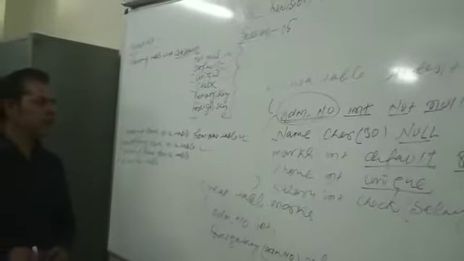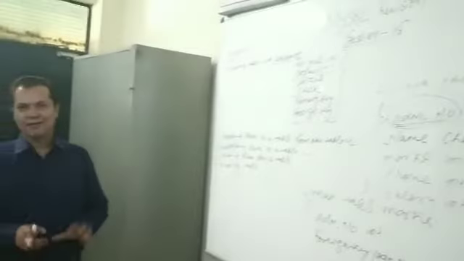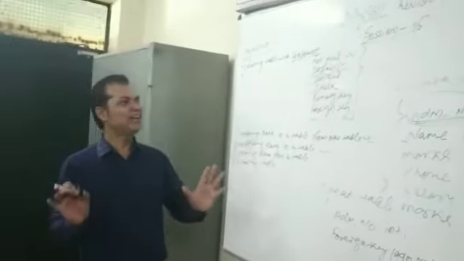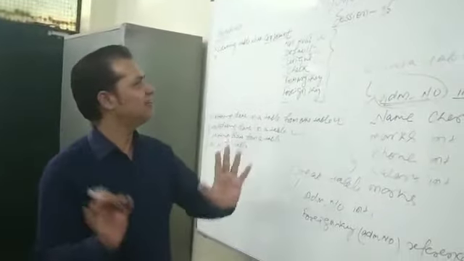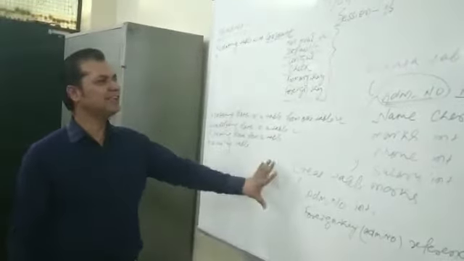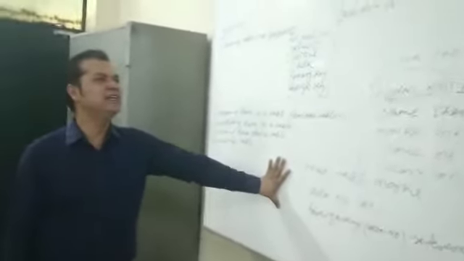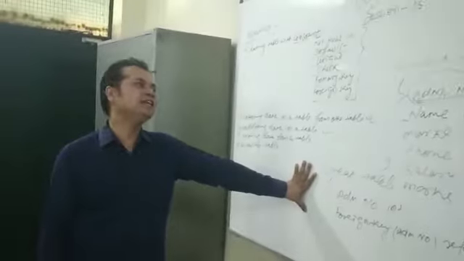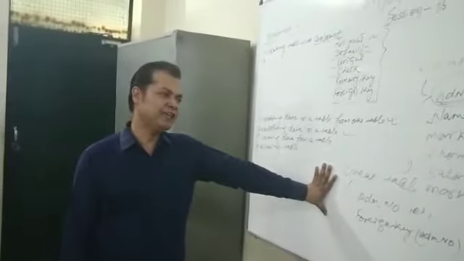I hope foreign key is also digestible to you. If it's not, then we'll continue again in the next session. But a foreign key is a constraint which is a non-primary key in a table linked with the primary key of another table, and to link the two tables we need a foreign key.